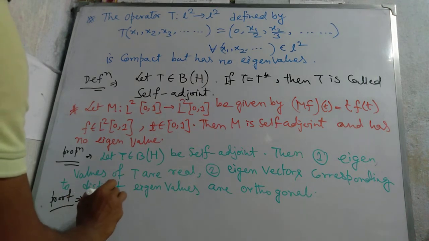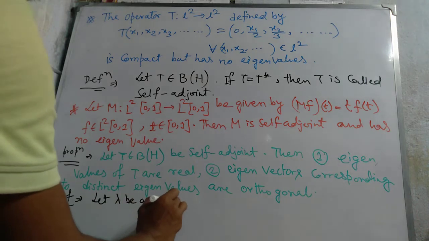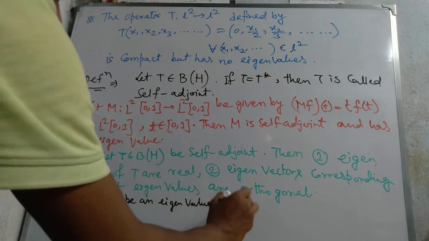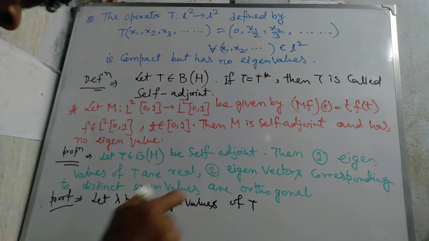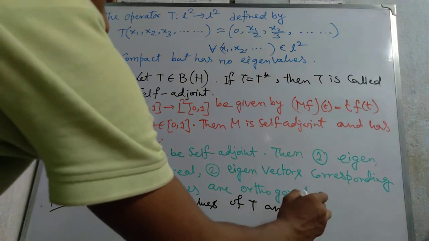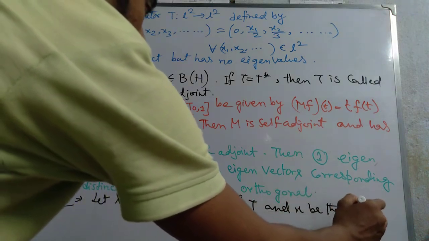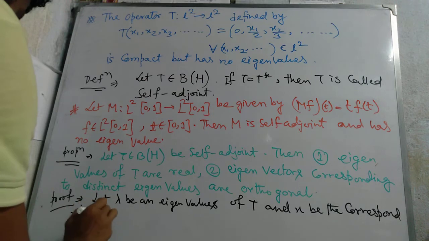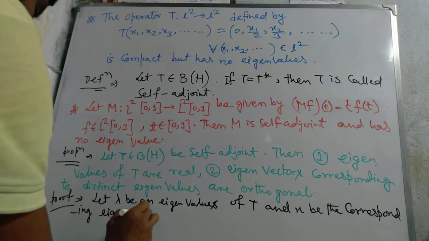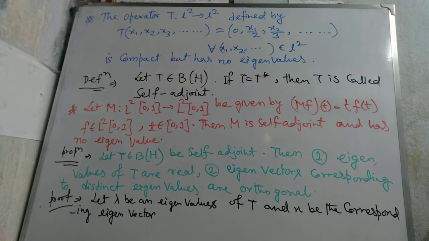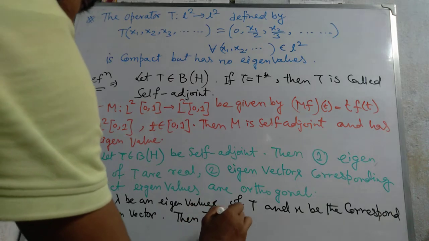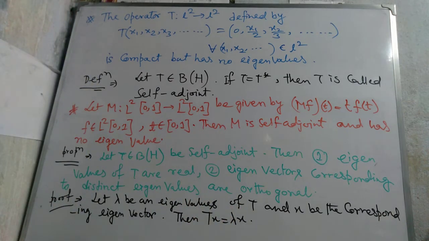Let lambda be an eigenvalue of T, and x be the corresponding eigenvector. Then Tx equal to lambda x. Now we erase our portion.